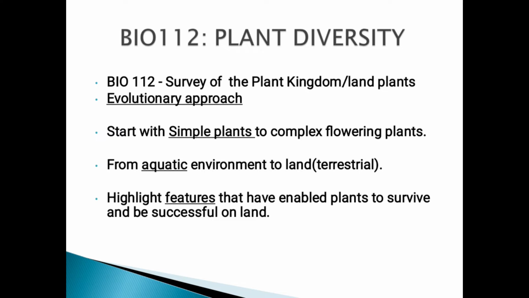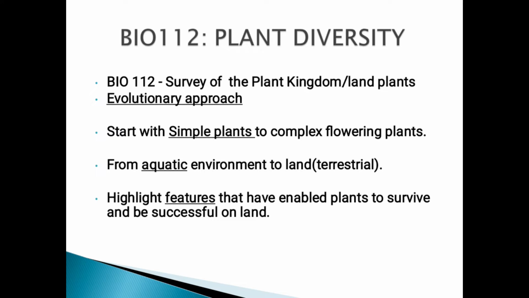So we are going to look at the survey of the plant kingdom. We are going to look at the land plants, the evolutionary approach, how the plants evolved, or how come they are now. We are going to start with the simple plants, then we move to the complex or flowering plants. From there, we go from aquatic plants, meaning water-related plants, to terrestrial plants. The terrestrial plants are land-related. So we're going to highlight the features that have enabled the plants to survive and to be successful on land.